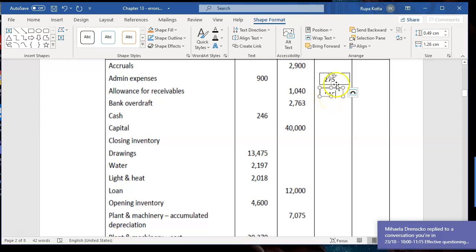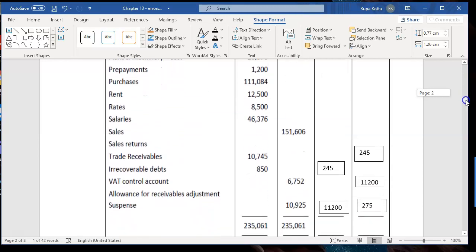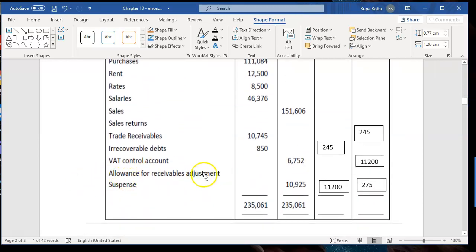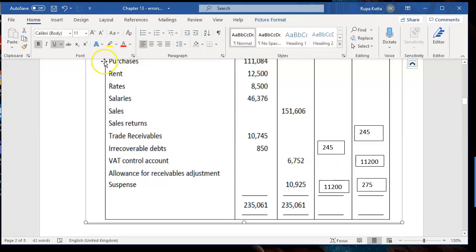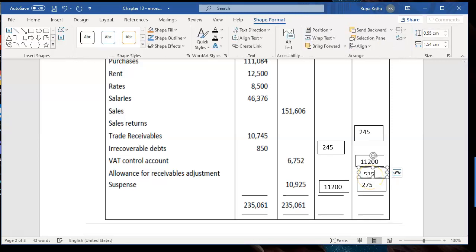Just going to make the box a little bit bigger to see the value. And then allowance for doubtful debts adjustment, there should be a different name over here. Yeah, there it is, allowance for receivables adjustment. And this account over here should be credited with 515. Can't seem to draw a box, there are too many boxes here. Let's try again. Okay, so that's 515. I'm going to reduce the size a little bit so that you can see the figure correctly.